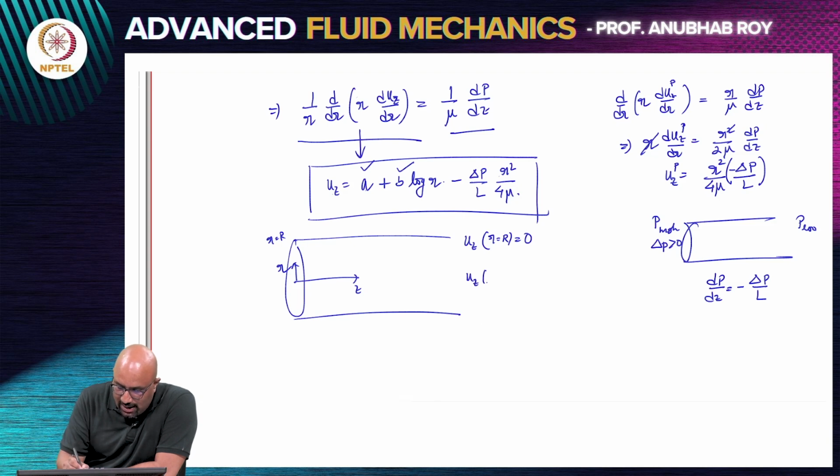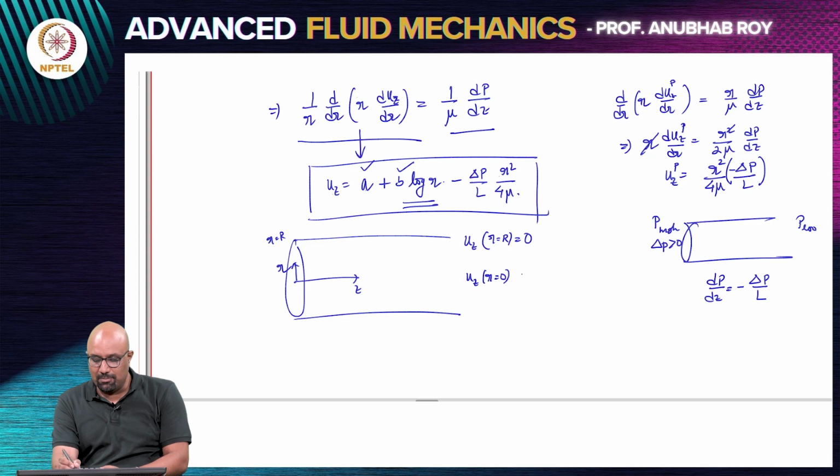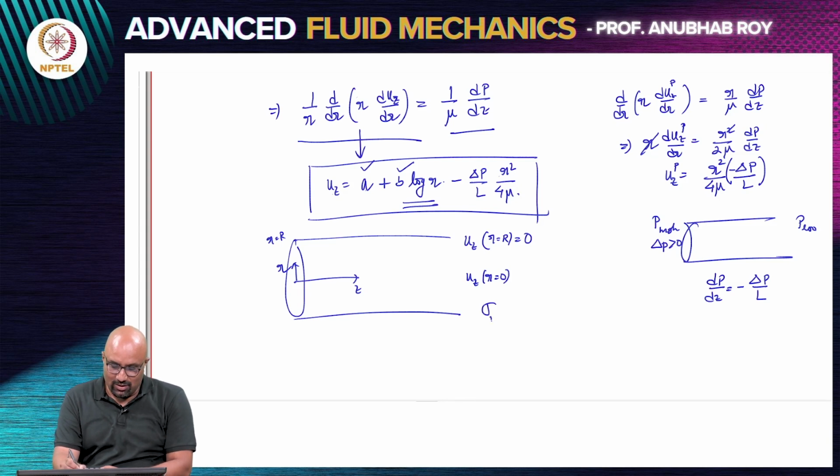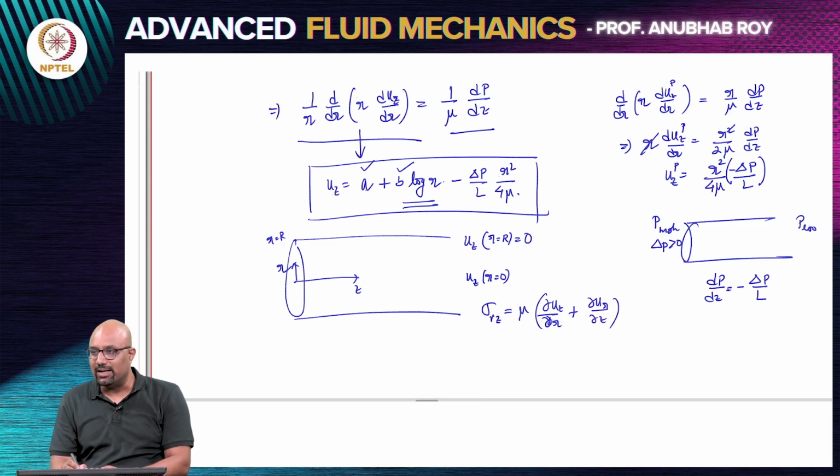Uz at R equals 0, if I inspect the solution that I have, has a term that goes as log of 0. So it is diverging, it is approaching minus infinity. There is a term present at R equals 0 that gives me a logarithmically divergent axial velocity, which implies that my shear stress, which is sigma Rz, equal to mu dou Uz dou R plus dou U R dou Z, those are divergent at the center line.